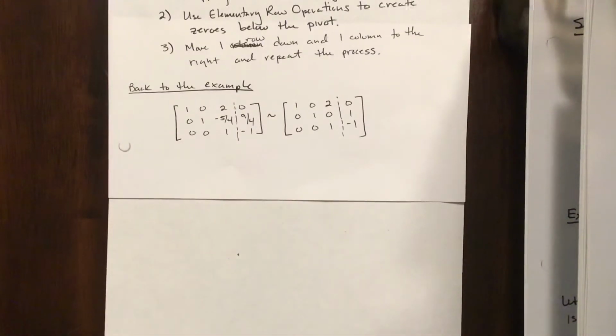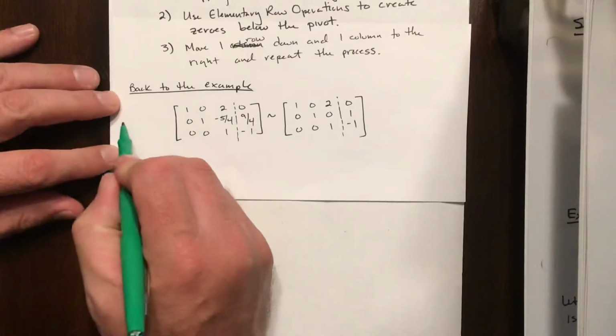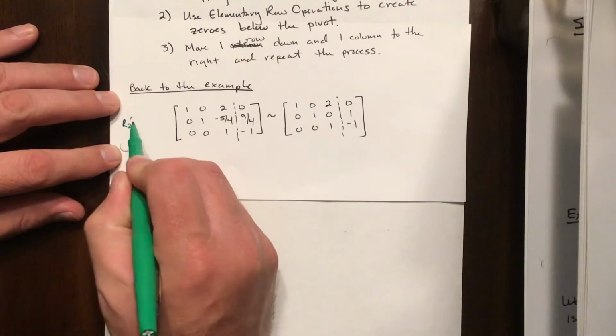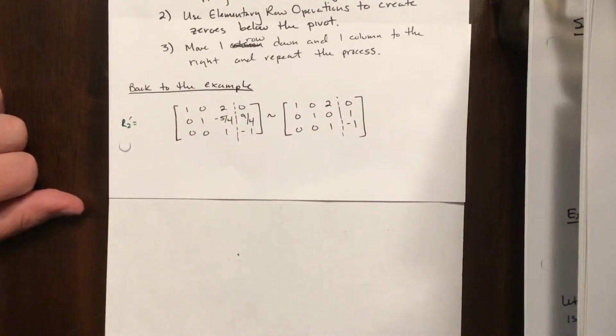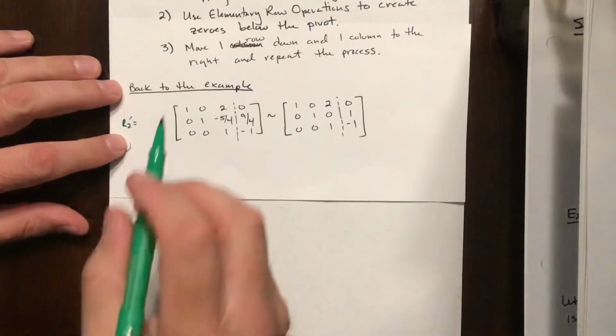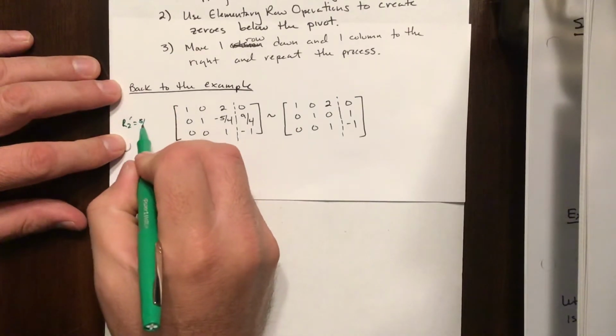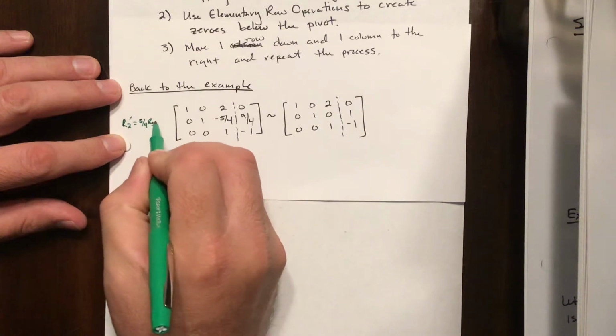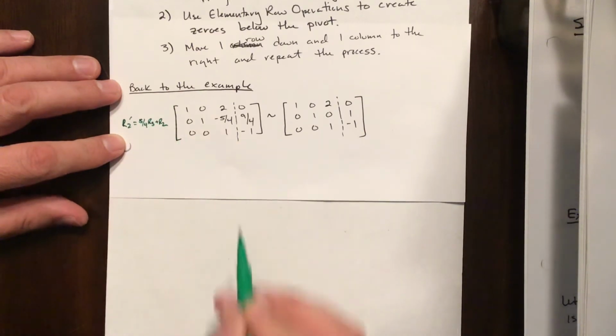The next step is to place our matrix in reduced row echelon form. So before I define what that is, let me show you how you do it. Now I'm going to take and replace row 2. So row 2 is going to be equal to, let's say, 5/4 row 3 plus my old row 2.